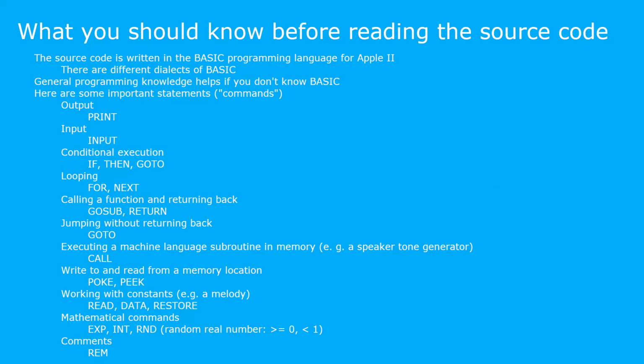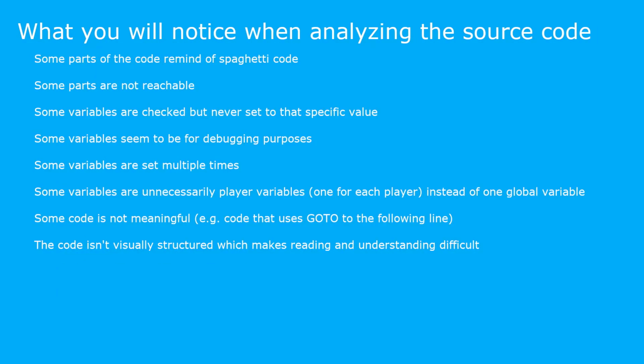The original source code is written in one of many basic dialects. It helps the understanding if you have some general programming knowledge. Here are some common statements in the basic programming language. When you go through the source code, you might notice that it is a bit difficult to read.